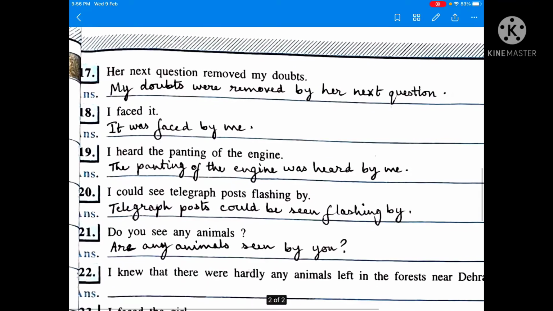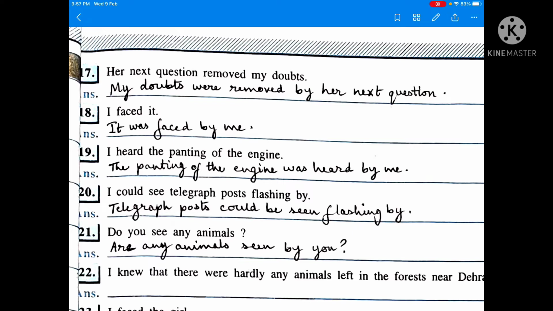Her next question removed my doubts. Her next question, subject, removed, verb, my doubts, object. My doubts becomes subject in the passive voice. My doubts were removed. Removed takes the be verb and the past participle. My doubts were removed by her next question.